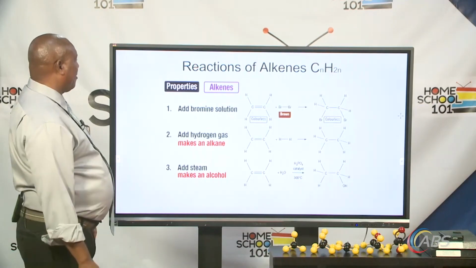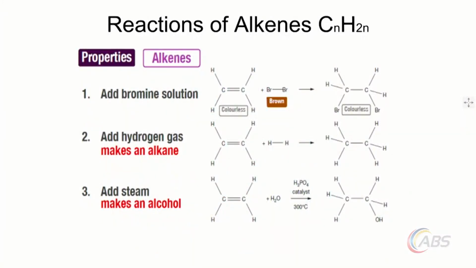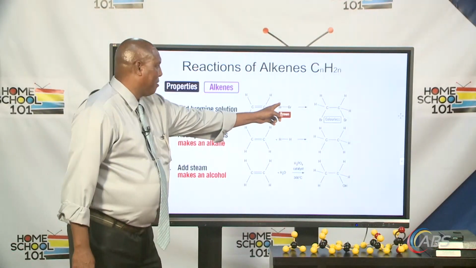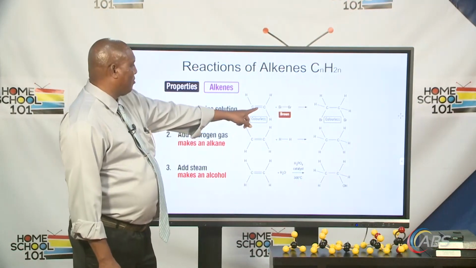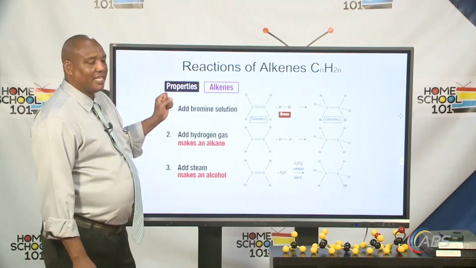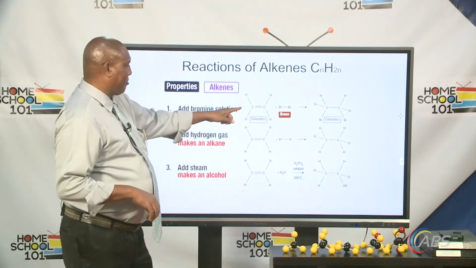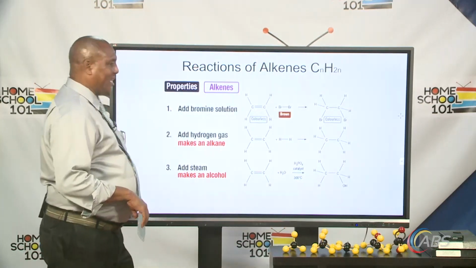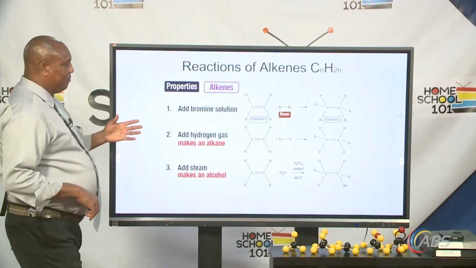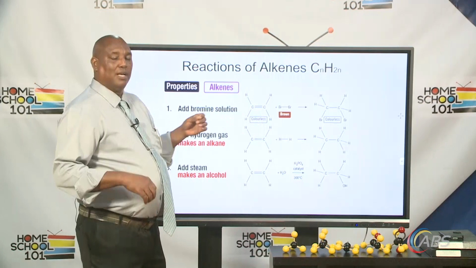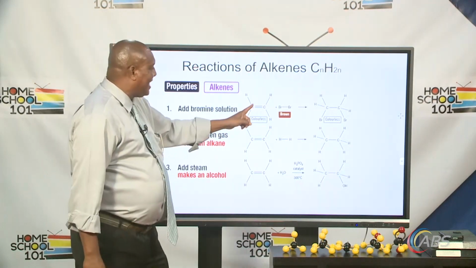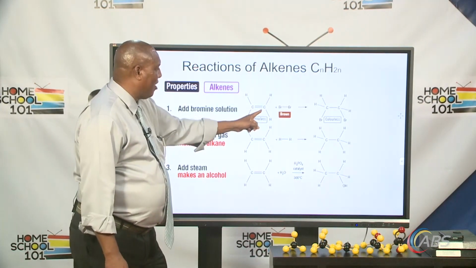Now, here we have a few reactions. We can add bromine solution to an alkene. Here we have the bromine. Now this bromine can split up into bromine radicals, Br, so it can break when it reacts. And remember we said one of these double bonds in the alkene will break. So when it breaks, it produces single bonds. And then that bromine, the halogen, attaches itself on either side of where that double bond used to be.